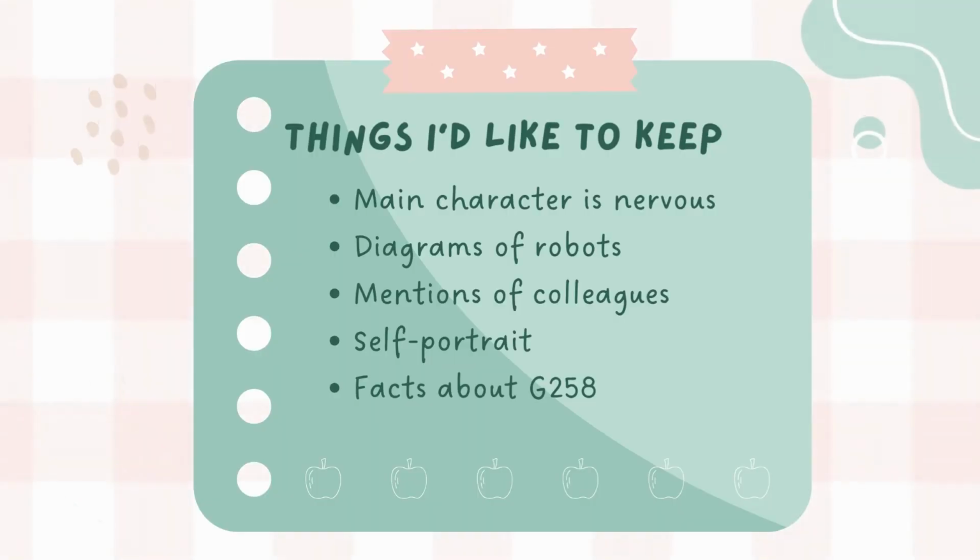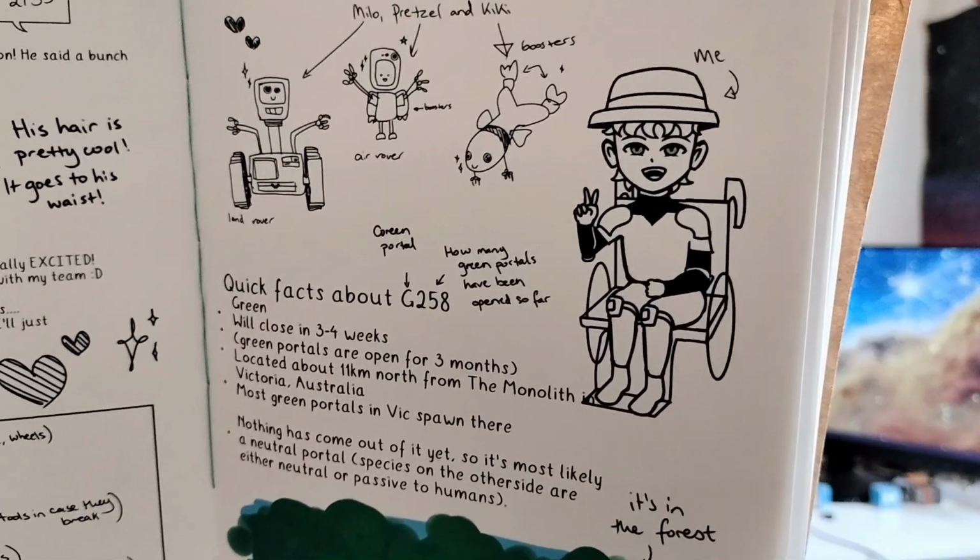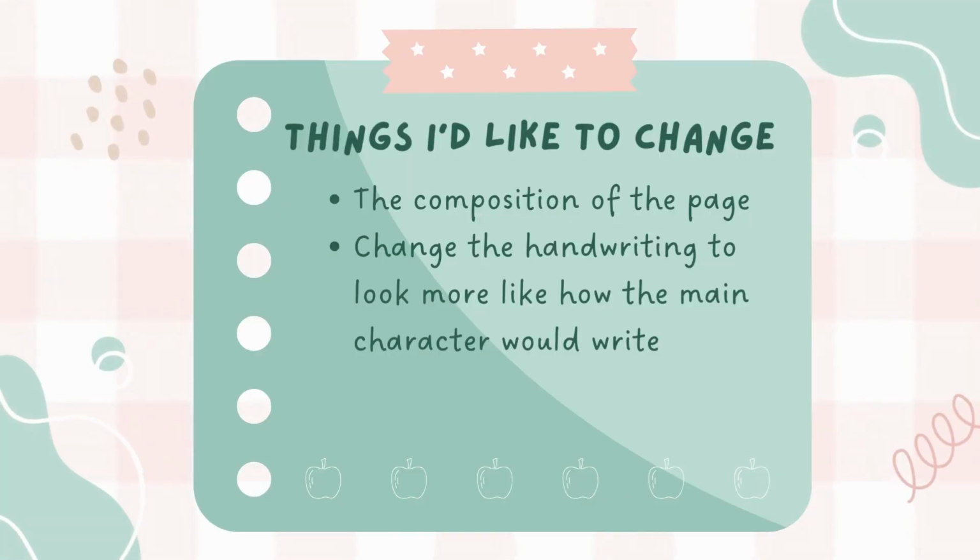Anyway, I definitely want to have a character arc happen throughout the journal, so I'll keep that in mind while I rewrite the story. So the things I do want to keep from these 2 pages is that first, the main character is nervous. There'll be diagrams of robots. I think the self-portrait is really cute, so I want to keep that in. And there are quick facts about the planet he's going to, so I also want to keep that for the prologue.